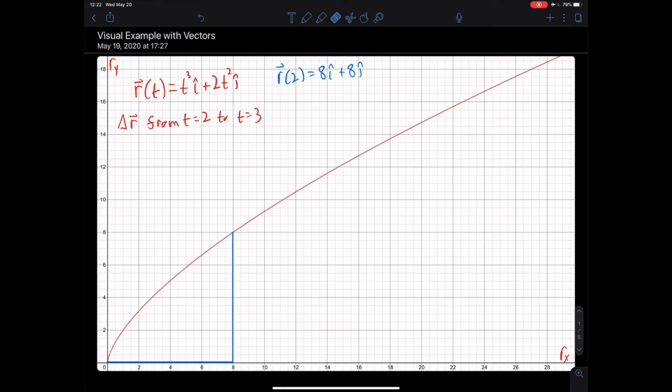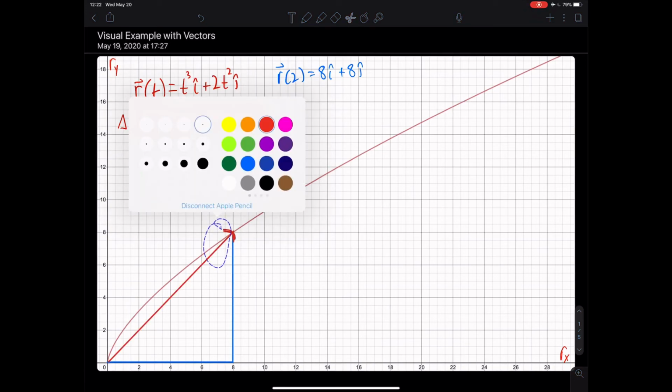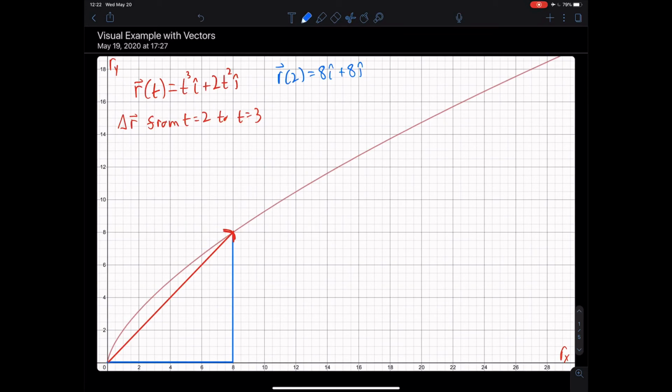And our position vector is, oops, don't want that. Position vector is just this vector right here. So that is our position vector. And actually, we'll make that red. So the red vector is our position vector.